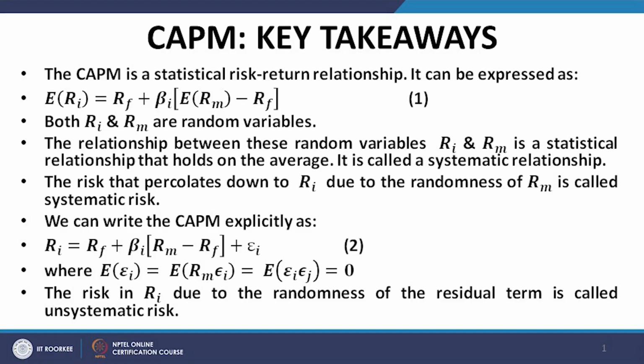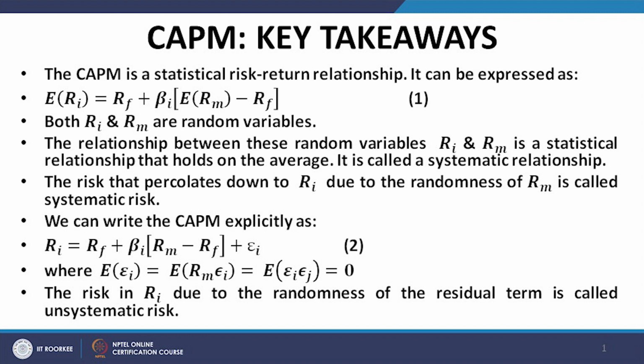So, let us continue with a recap of the key takeaways of the capital asset pricing model. Now, as explained in the last lecture, the capital asset pricing model is a statistical risk return relationship and can be expressed in the form of equation number 1, that is the expected return on a security I is equal to the risk free rate plus beta of the security times the excess return of the market over the risk free rate.